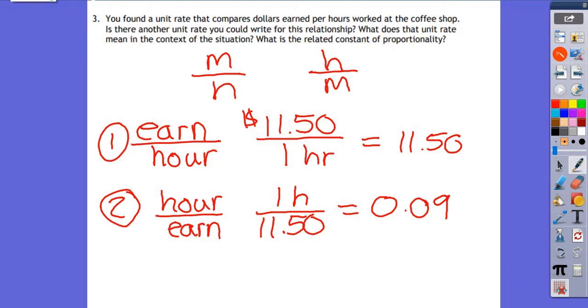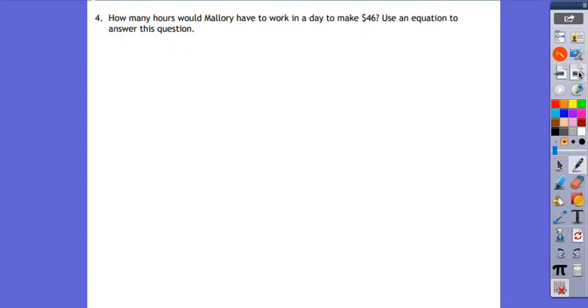All right, we have one more problem. How many hours would Mallory have to work in a day to make $46? It says to use an equation to answer this question. So she makes $46, we want to know how many hours, and I need to make an equation.